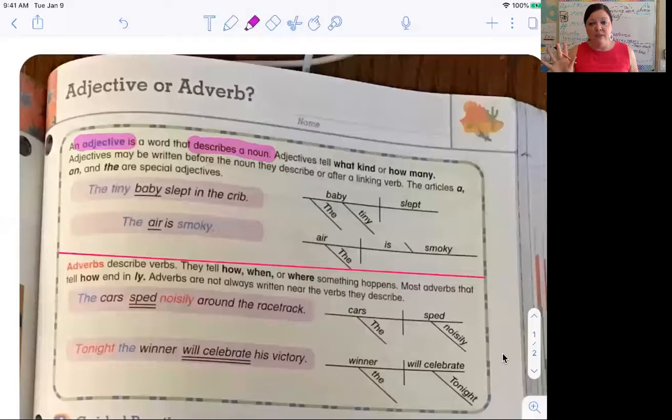Now, I gave you 5 questions that the adjective can answer, but remember I told you last week that your textbook is only going to focus on 2 of those questions. Let's underline or highlight, if you happen to have a highlighter with you, the questions. What kind? How many? And don't forget that there are 3 special adjectives called articles in our English language. And articles are always adjectives. Let's mark those now. A, an, and the. Those are always going to be adjectives. Always, always, always. Now let's go down to the adverb section.